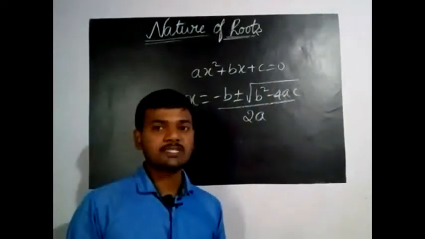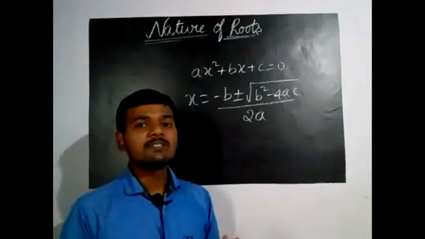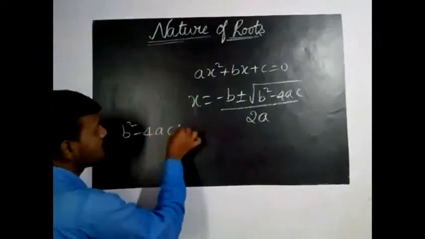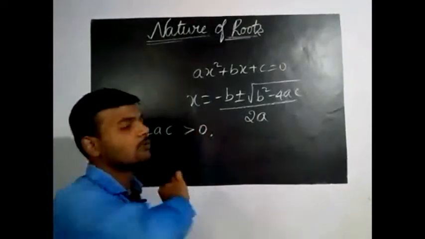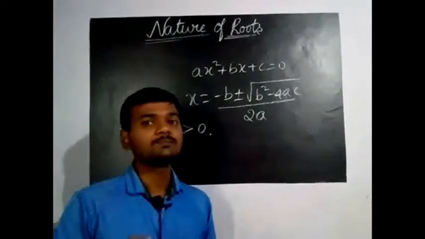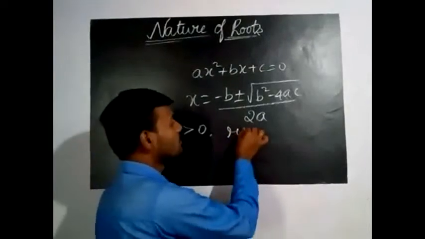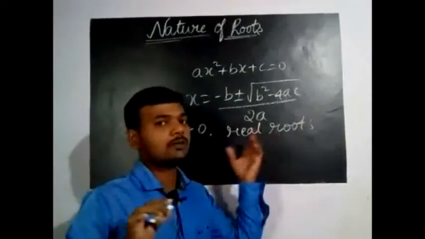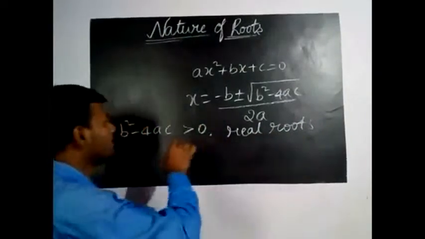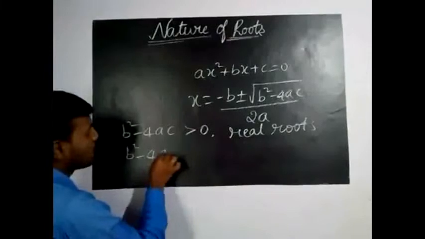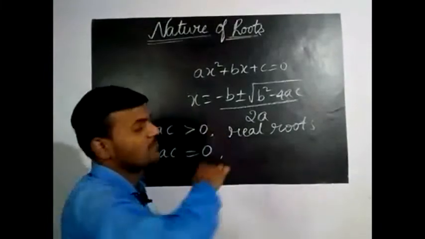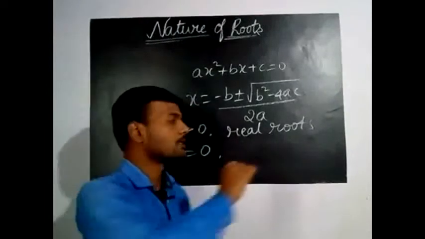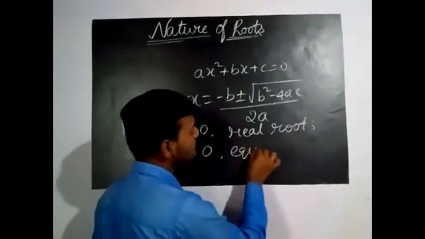Okay, if b square minus 4ac is greater than 0, the roots are real roots. Real root means the obtained roots are real numbers. Okay, and if b square minus 4ac is equal to 0, then the obtained roots are equal roots.